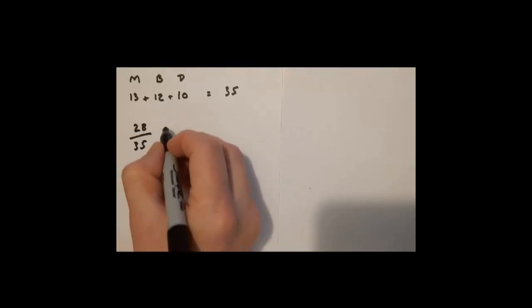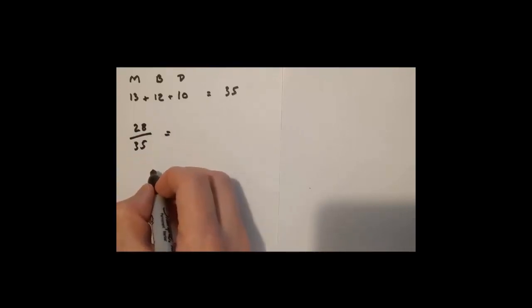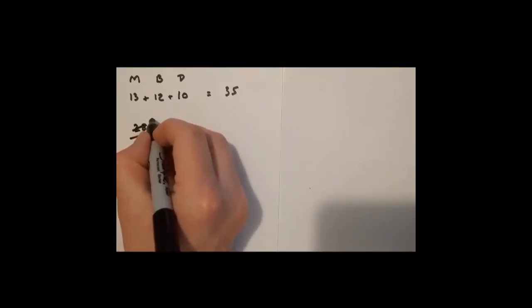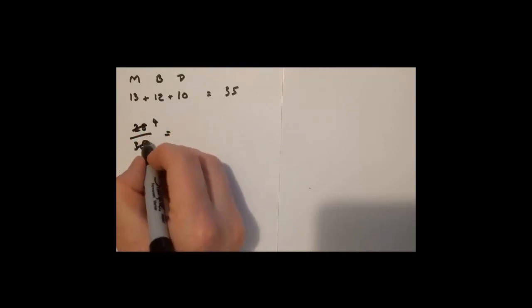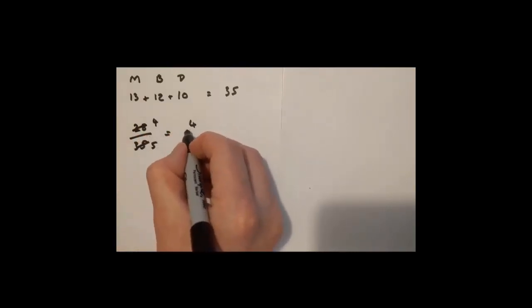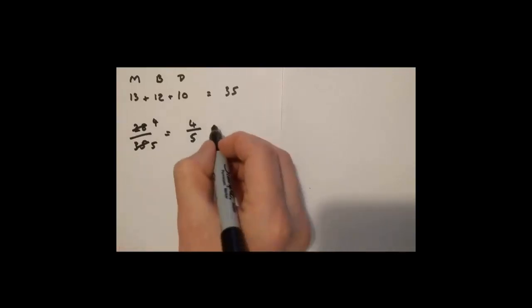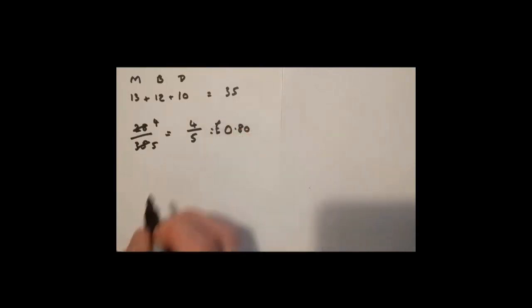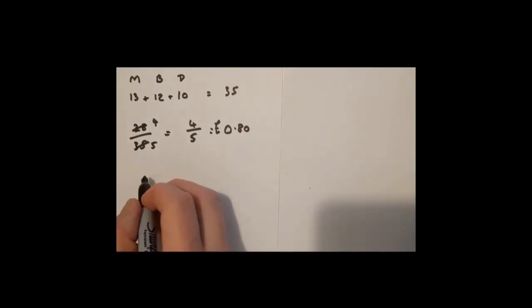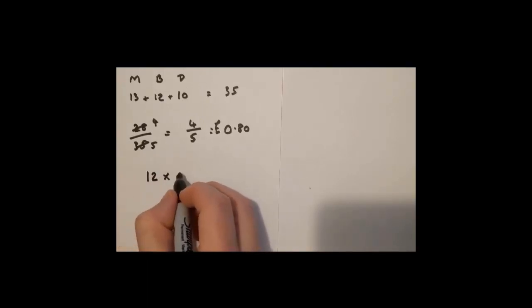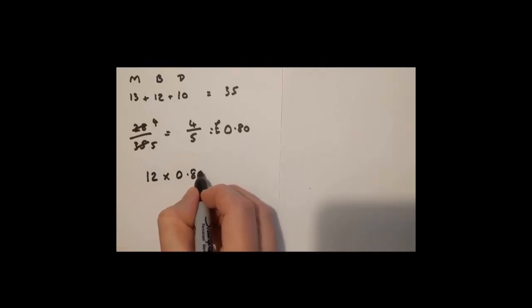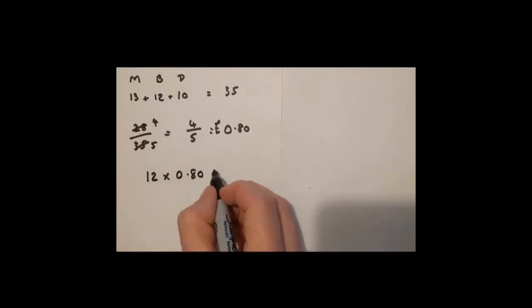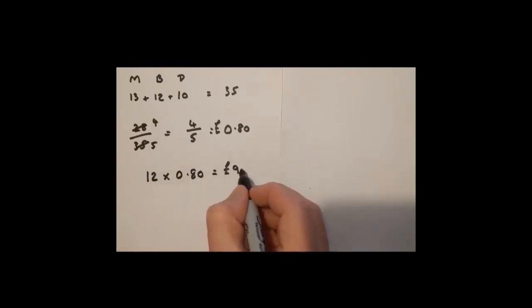And this may seem difficult at first, but actually if we cancel down the fraction and we say that 7 goes into 28 4 times, and 7 goes into 35 5 times, we're left with 4/5. And 4/5 is 0.8 as a decimal, so 80 pence. We now need to work out how much Becky's going to get, so we're going to do 12 times 80 pence. And this is 10 times 80, which is £8, and 2 times 80 pence, which is £1.60, so £9.60 in total.